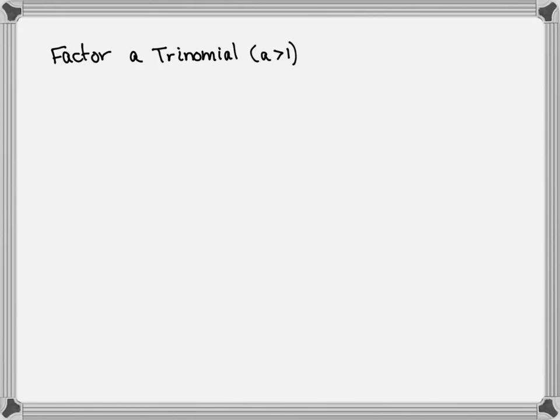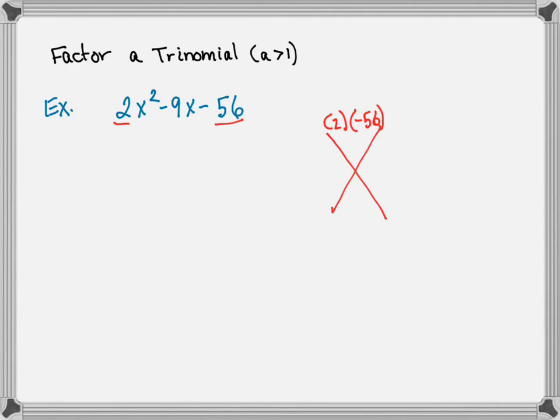Let's factor a trinomial where a is greater than 1. So for example, 2x squared minus 9x minus 56. I'm going to start by drawing a big X. And at the top of the big X, I'm going to multiply my a times my c, my 2 times my negative 56. 2 times negative 56 is negative 112. And at the bottom of my X, I'm going to put my b term, negative 9.